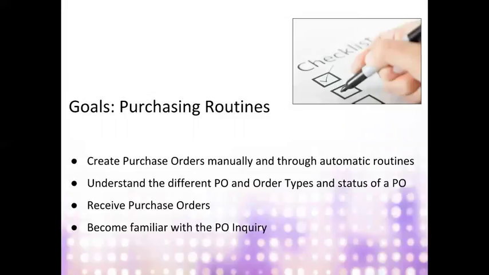From a purchasing perspective, we will cover a lot of information, but there are essentially four main topics. We'll discuss the process for creating POs using both a manual and an automated workflow. We'll review the process for receiving POs. I'll go over the various PO and order types, and we'll take a look at the PO inquiry screens.